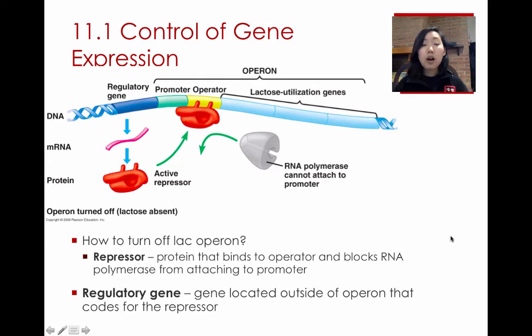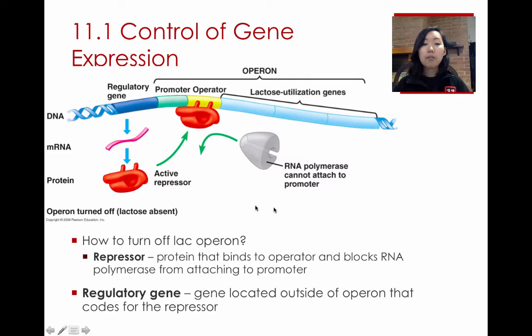So how do you turn off the lac operon? Remember, the reason why you want to regulate is because you don't want to waste energy for the cell to produce these proteins if there's no need for it. So if there's no lactose that needs to be broken down by the cell, then they don't want to create this lactase enzyme, which breaks it down, right?